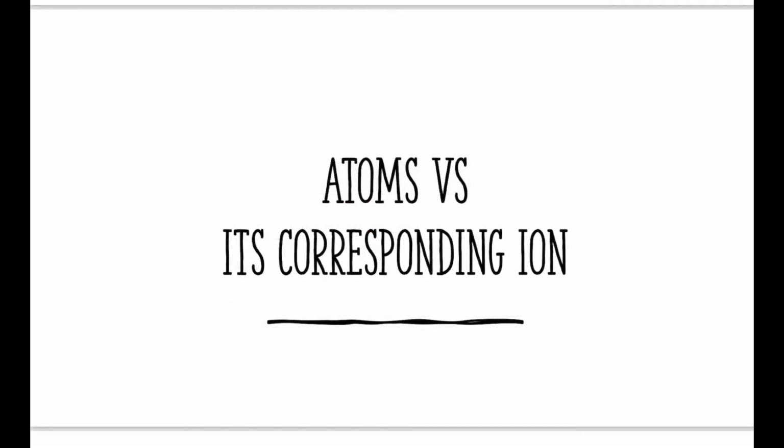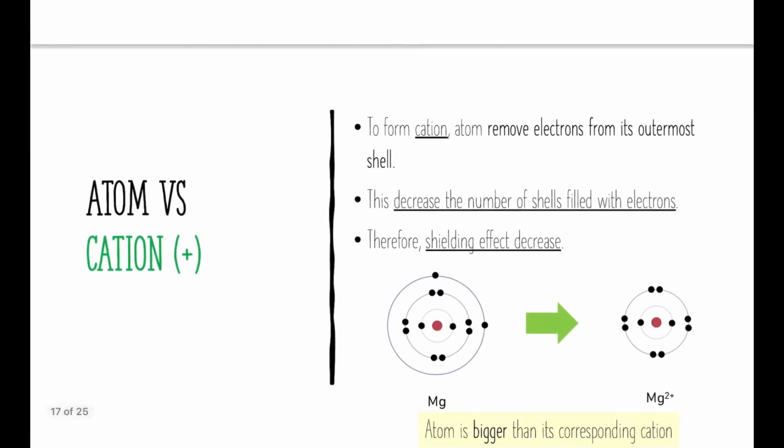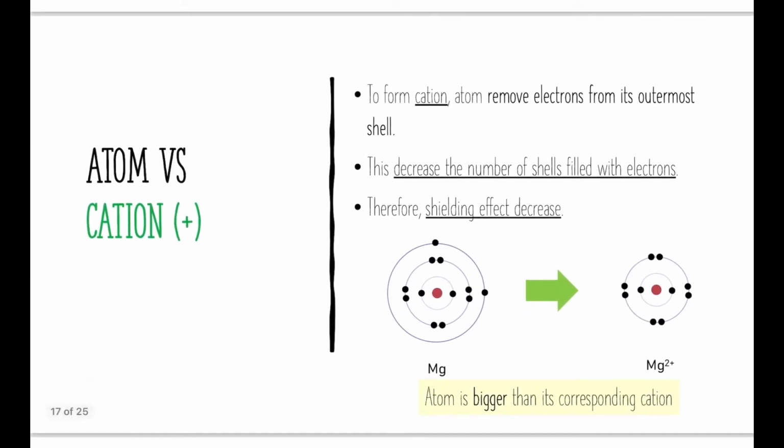Atom versus its corresponding ion. Atom versus cation, a positive ion. To form a cation, an atom removes electrons from its outermost shell. This decreases the number of shells filled with electrons. Therefore, since the number of shells filled with electrons decreases, the shielding effect will decrease as well. So as you can see here, a magnesium atom is bigger than its cation, which is Mg2+.